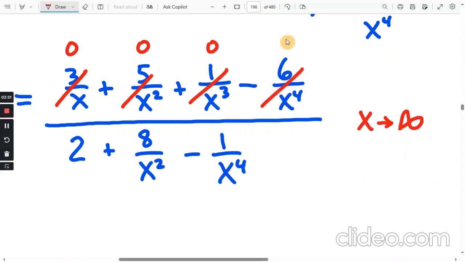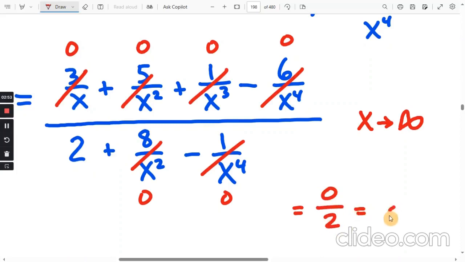Same thing here, this is going to be 0. All right, on the bottom, we just have to make sure it's not 0. This is 2. This one, large denominator, is going to go to 0. This large denominator, the fraction goes to 0. So we have all zeros divided by 2. And of course, if you do 0 divided by 2, that just equals 0.